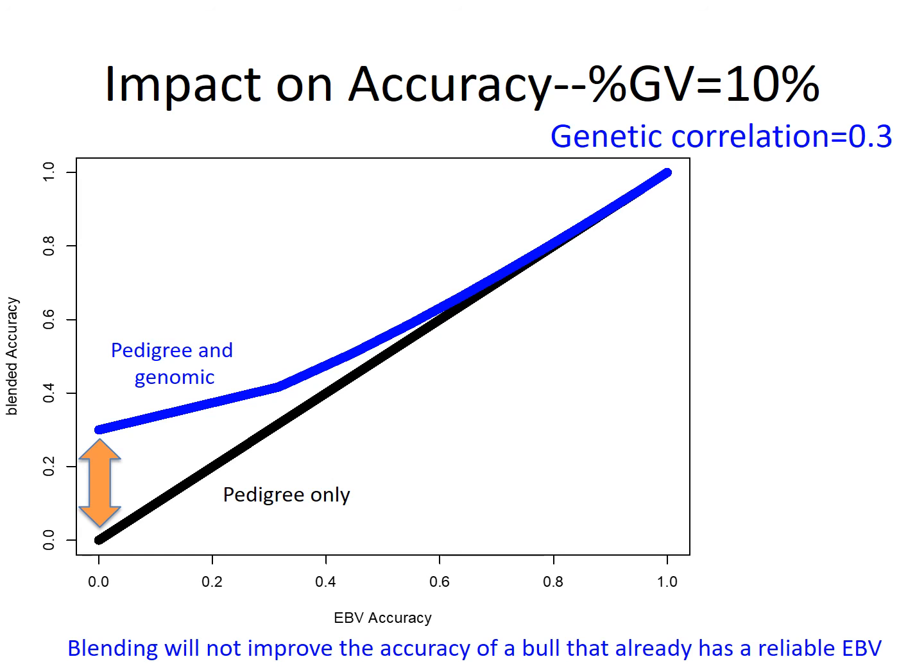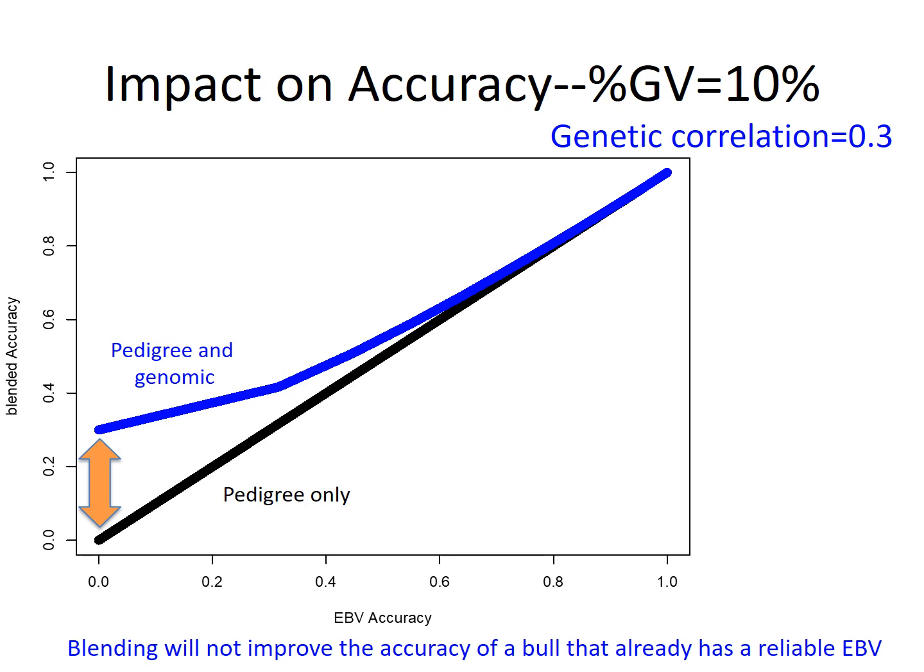So in this graph, if a bull has an accuracy of 0.6 or 0.8 or 1, it really refers to a bull that's been progeny tested with a lot of offspring. Then having a genomic test on this bull is not going to provide us with more accurate information than we could get from just having the pedigree information. But if we have a very low accuracy for the EBV of a bull, we will gain a lot of information if we add genomic information. And in this example, we might go from 0 up to an accuracy of about 0.3.